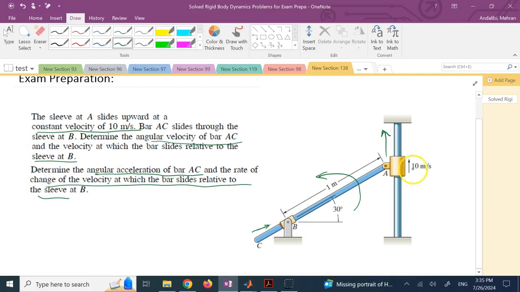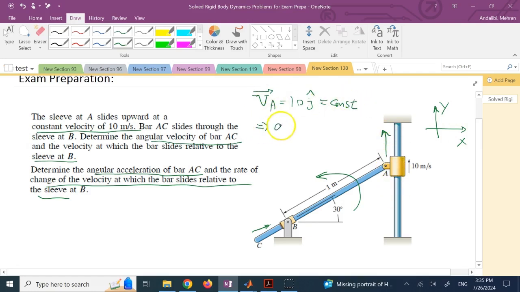And if I want to write them, so velocity of A is 10j if we go with traditional XY axes. And this is constant. And since A is moving on a straight line, that means the acceleration of point A is 0. And of course here you have units, right? So this is 10j in meters per second, and this is meters per second squared.